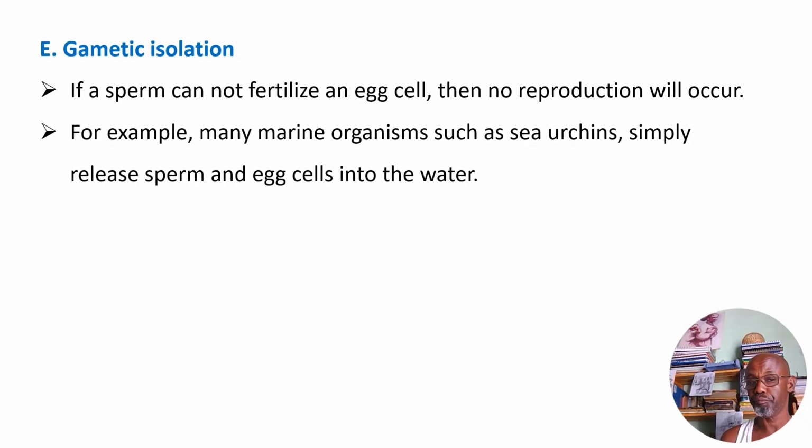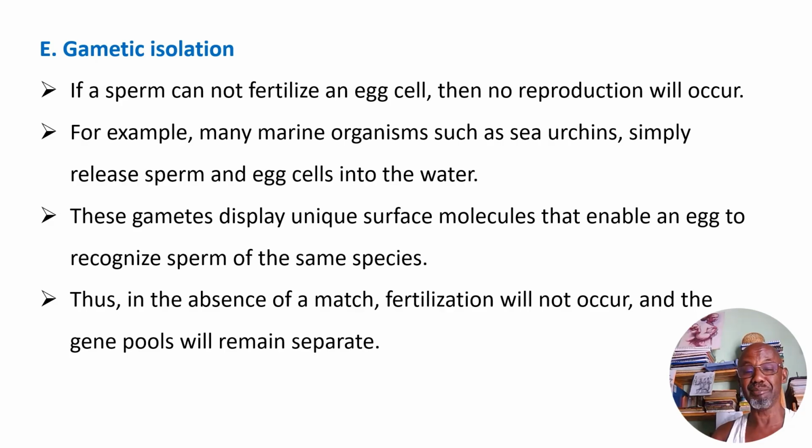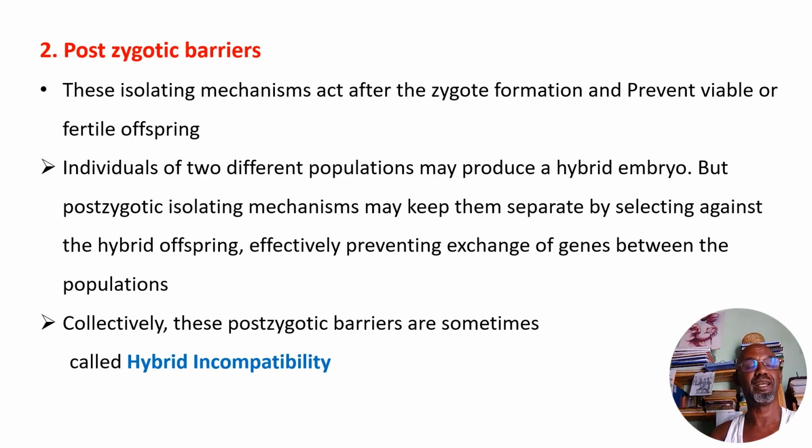No. Because we are different species, chemical barriers are there. You see, chemical barriers. These gametes display unique surface molecules that enable an egg to recognize sperm of the same species. Thus, in the absence of a match, if the egg can't recognize the sperm properly, fertilization will not occur, and the gene pools will remain separate.